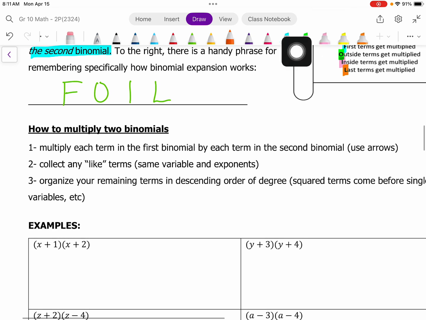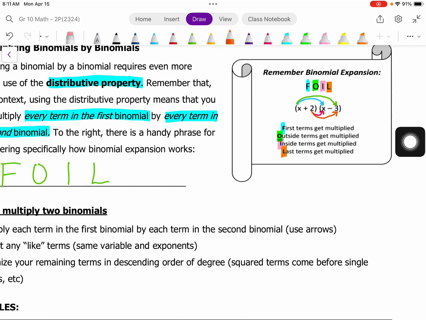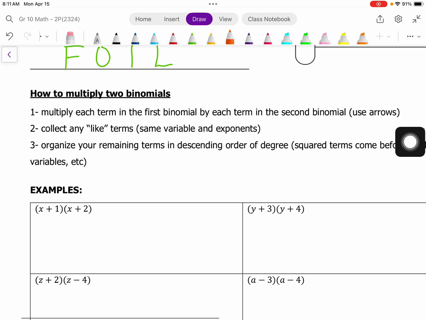So let's take a look at what that looks like. We are first going to multiply each term in the first binomial by each term in the second binomial, and we can use those arrows that I drew in here. That can help us, especially as we get started, and it can help to make sure that we don't miss anything. Then we're going to collect any like terms, so things that have the same variable and exponent.